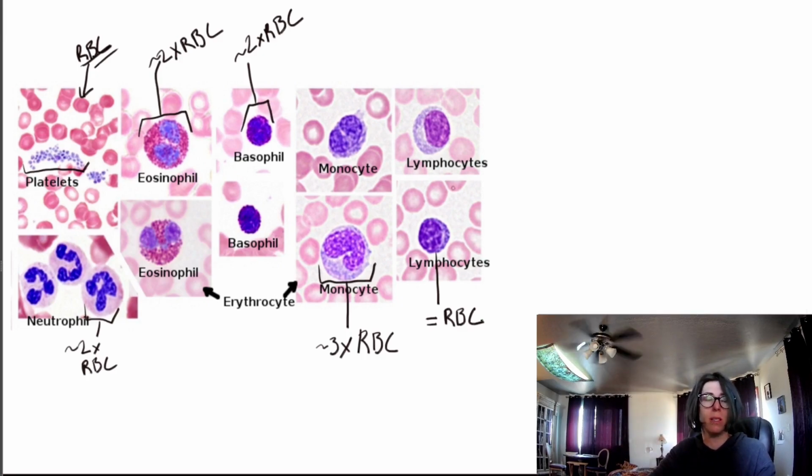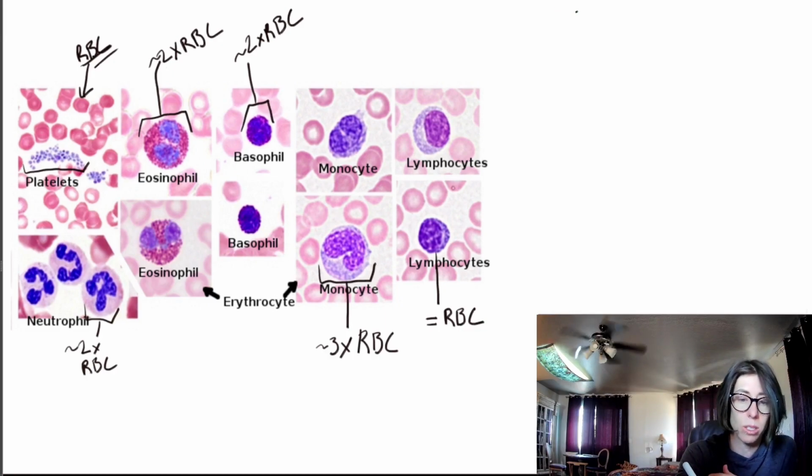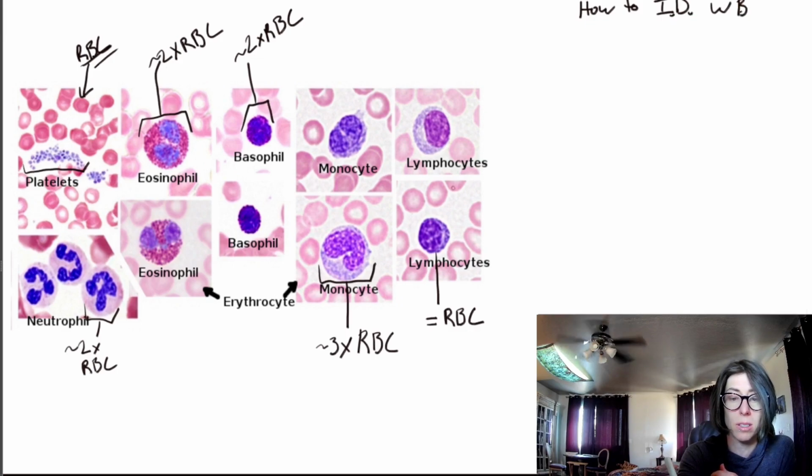So the agranulocytes have the smallest of the white blood cells and also the largest of the white blood cells. So the smallest is approximately the same size as red blood cells. The largest is approximately 3 times that of a red blood cell. And then the 3 granulocytes are about the same size. So size is one way you can start identifying which kind of white blood cell you're looking at. So how to ID white blood cells.